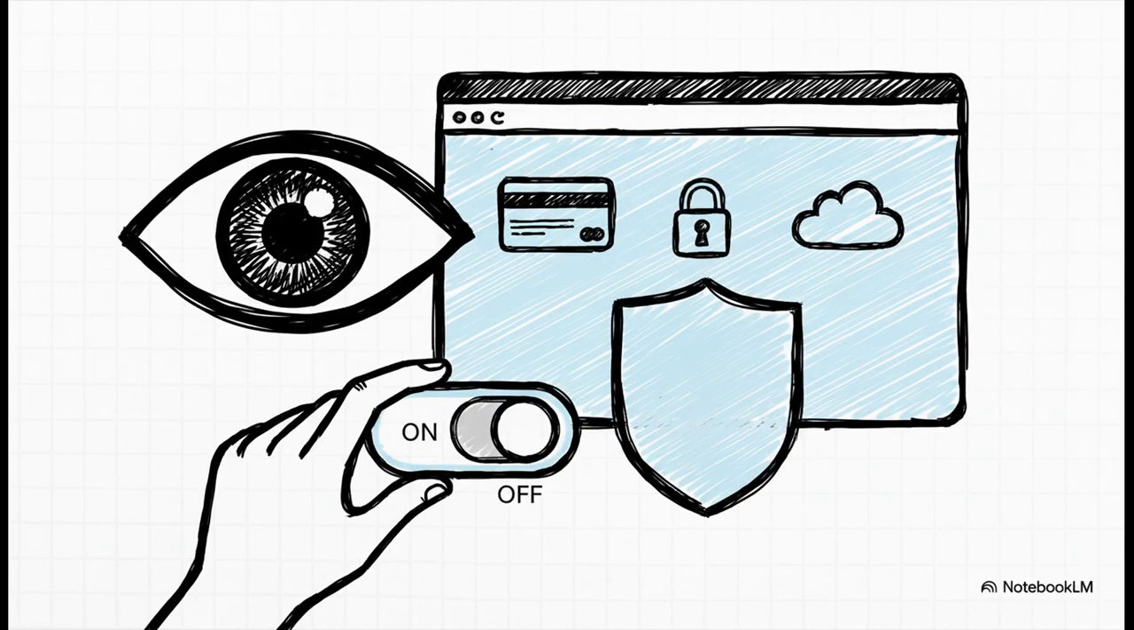And last but not least, we've got page visibility control. And this is a really, really important one for privacy. Let's say you're on a page with sensitive info, your bank account, whatever. You can just flick a switch and boom, ChatGPT can't see any of the content on that page. You get to decide exactly what the AI sees and what it doesn't from one moment to the next.